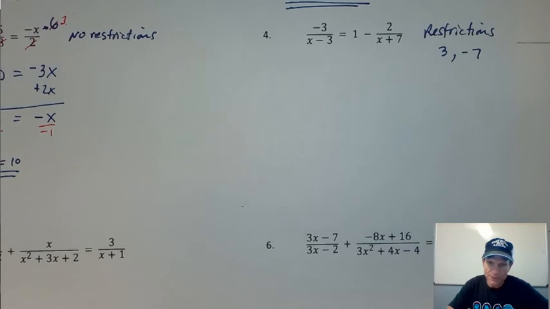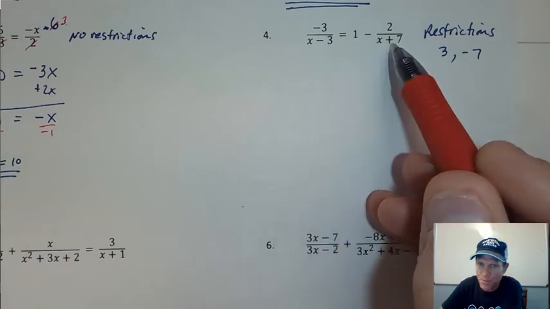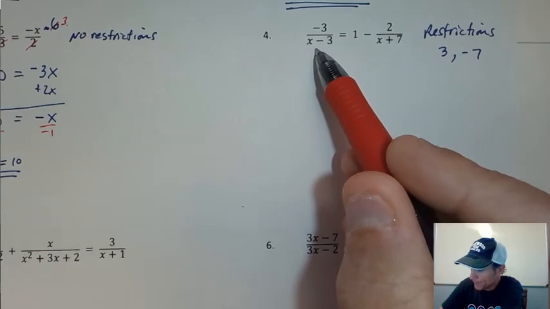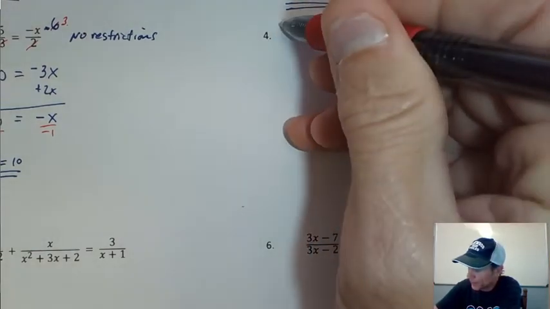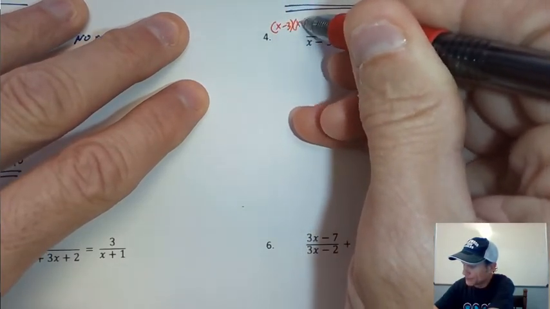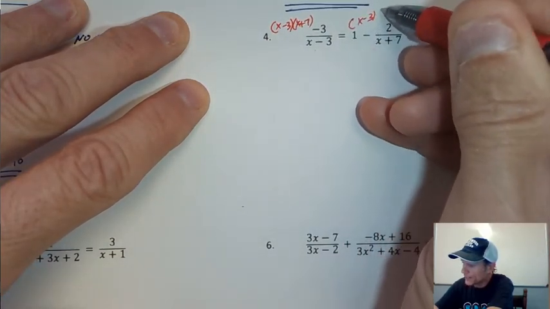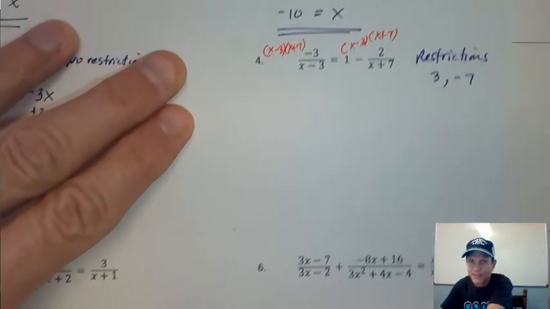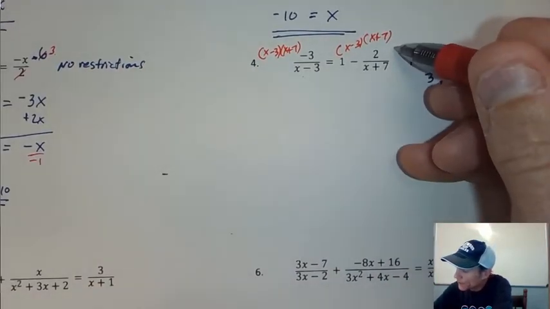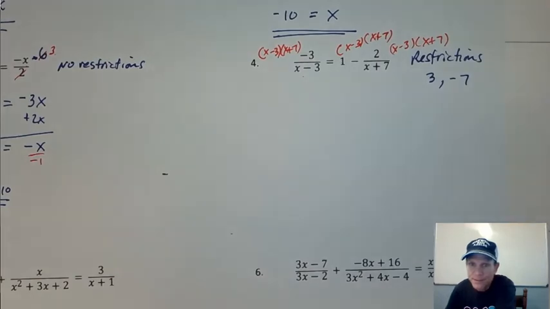So what I'm going to need to do here is multiply by the LCD. Remember, all binomials need to be represented in the LCD. So I have to have an x minus 3 and an x plus 7. I'm going to write pretty small here: x minus 3, x plus 7 next to this one, and next to this one, x minus 3, x plus 7. Let's see what happens in each of these sectors now.